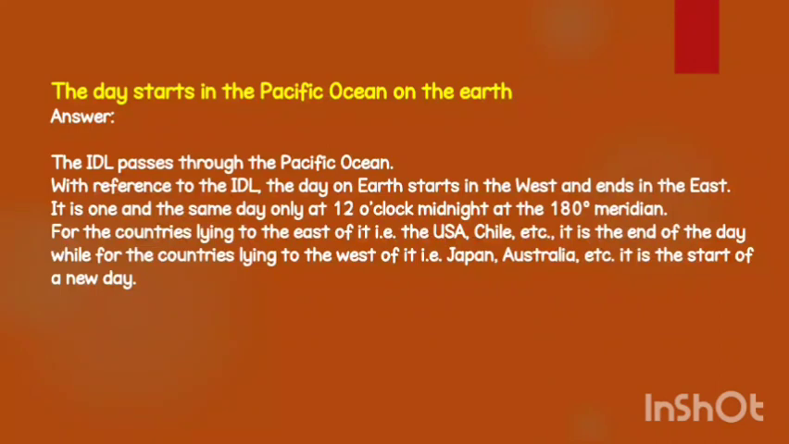Next, we will understand the statement that the day starts in the Pacific Ocean on the Earth. Okay, because the international dateline passes through the Pacific Ocean, with reference to the international dateline, the day on the Earth starts in the west and ends in the east. Okay, and it is one and the same day, only 12 o'clock midnight at the 180 degree meridian for the countries lying in the east of it, like USA, Chile, and it is the end of the day, while for countries lying in the west, such as Japan, Australia, it is the start of a new day.